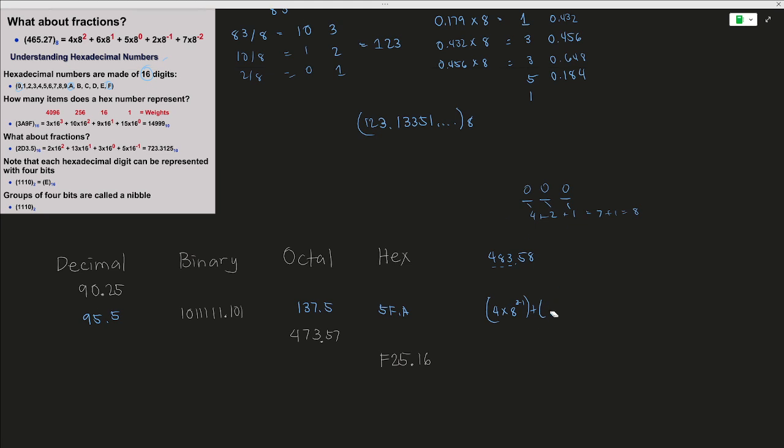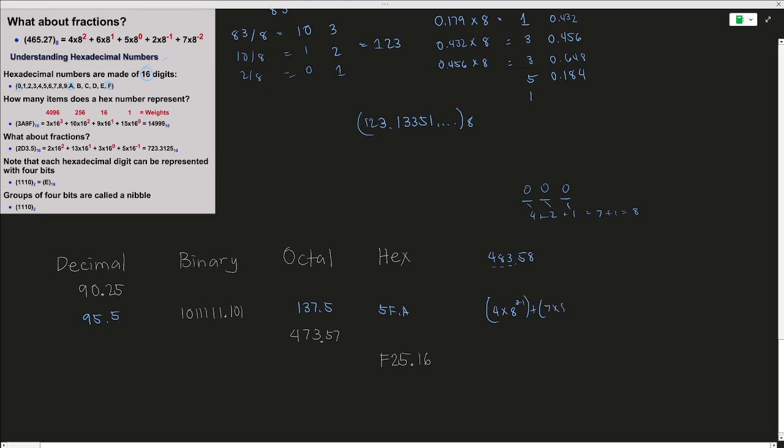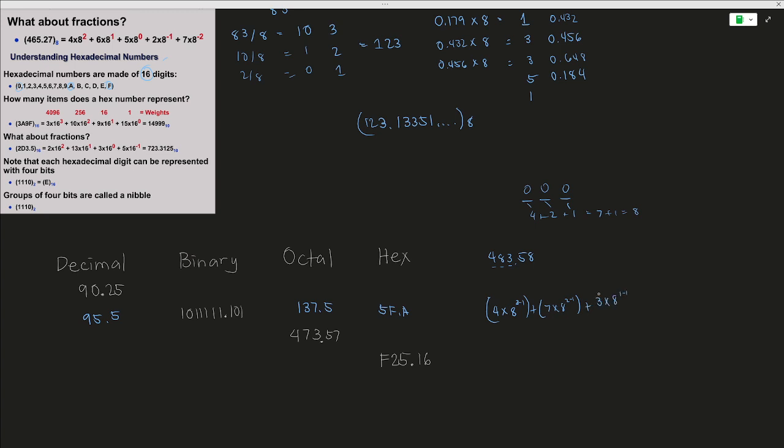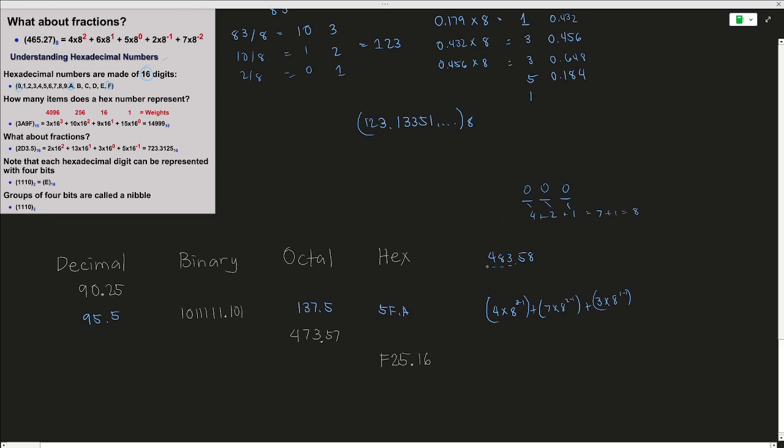Okay. So si 7, imo-multiply mo siya sa 8 raised to 2 minus 1. And then si 3, imo-multiply mo siya kay 8 raised to 1 minus 1. See? So para lang siyang yung sinabi ko kanina na kung ano yung pinaka digit place niya. You minus that by 1.